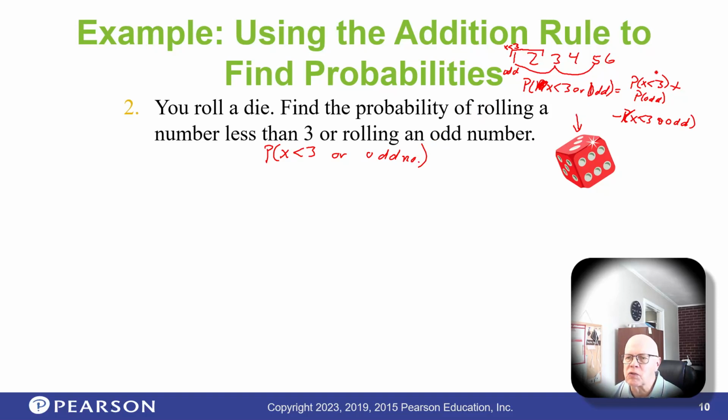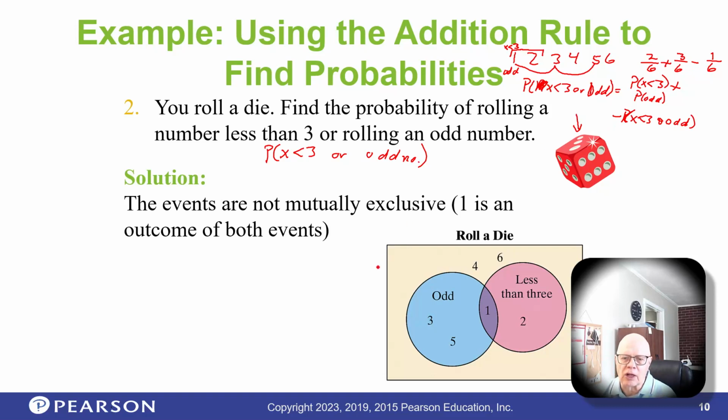So the first one, the probability of less than 3, we had 2 numbers out of the 6, plus odd, we had 3 out of the 6, and we have a possibility of the 1 happening both ways. So we're going to subtract 1 over 6 to get our final probability. They're not mutually exclusive. You can see 1 occurs for both events. So you're going to have to subtract that combo event, we'll call it, so that you don't add it twice.